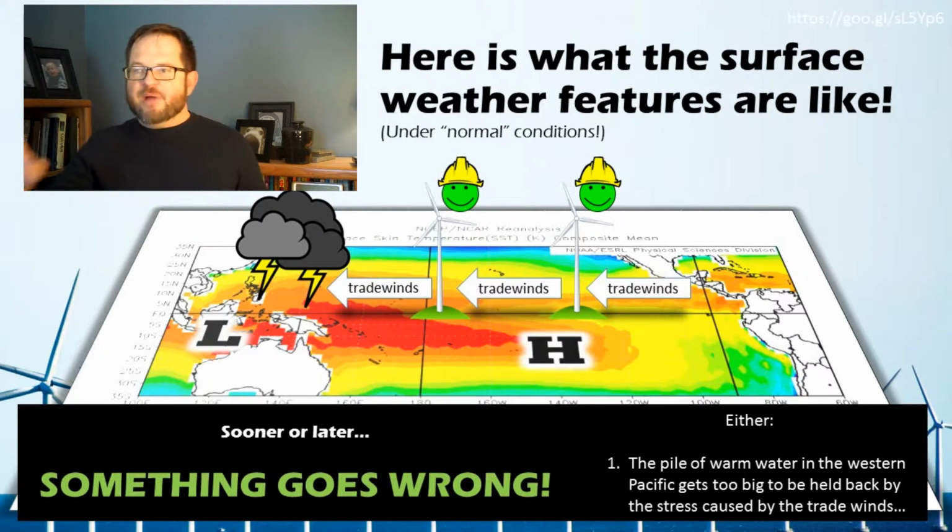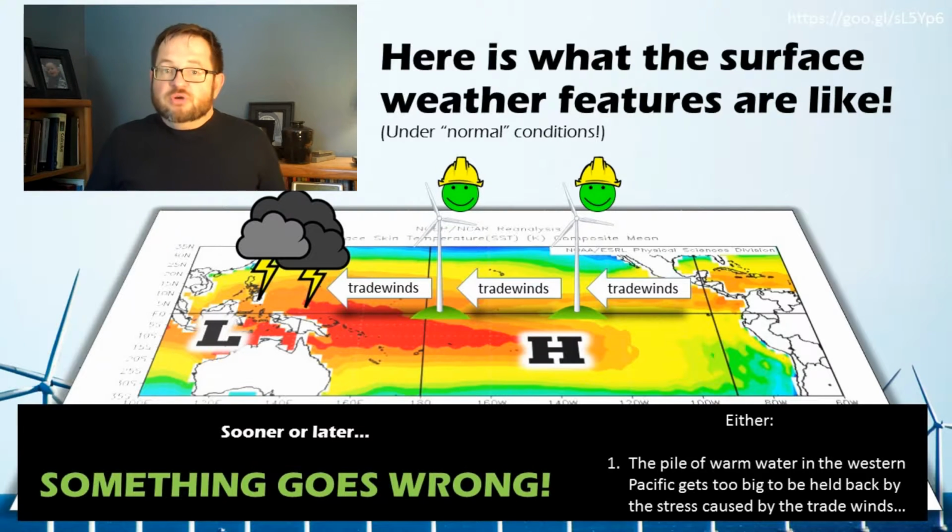Either that pile of water out there in the western Pacific that just keeps getting higher and higher, 30 centimeters, then 40 centimeters, then 50 centimeters, then 60 centimeters, gets built up over the course of months and years as the trade winds push more and more water up against the western Pacific. Sooner or later, that pile is big enough that the trade winds just can't hold it back anymore. That's one possibility of things that can go wrong, and that warm water along the western Pacific is going to start sloshing away, regardless of what the trade winds want.